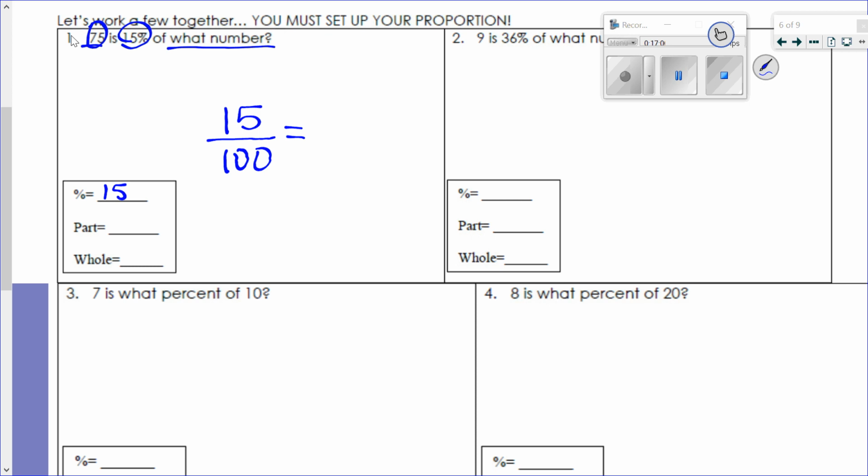What number is our what? This what number? What is that going to be? That's your whole. And do we know the whole? No. That is our variable. Good. Are we okay so far?